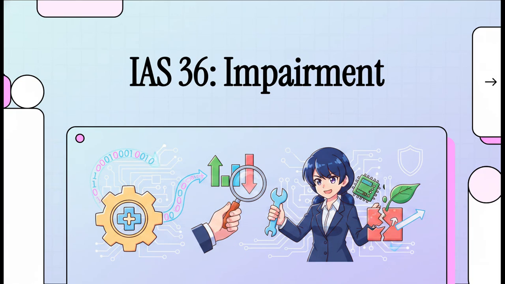Welcome to this explainer. Today, we're jumping right into the fascinating and honestly absolutely crucial world of IAS 36. We're going to be looking at how companies diagnose and treat impaired assets. We're talking strictly about the rules for when an asset's value on paper just doesn't match up with reality anymore, and exactly how we go about fixing that discrepancy.